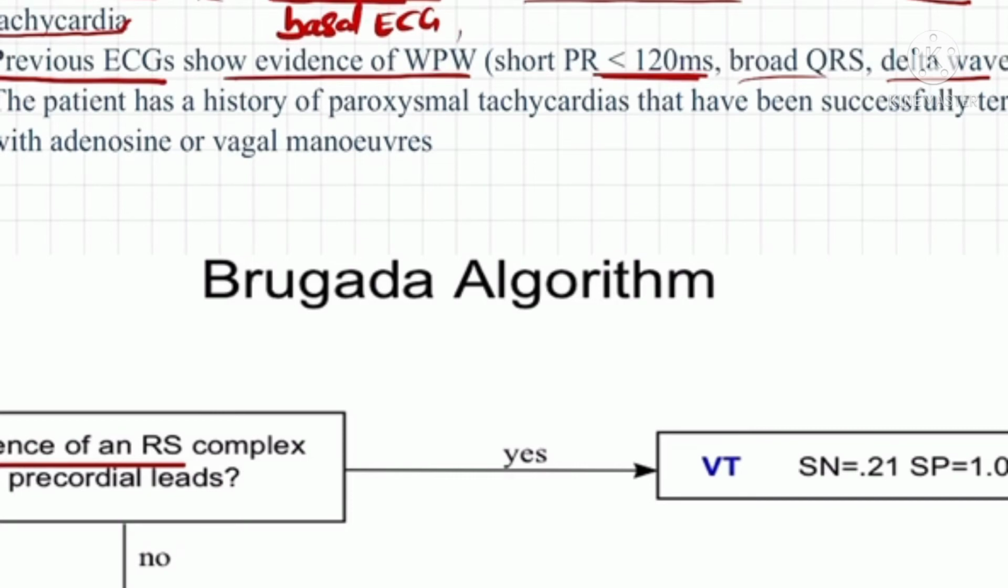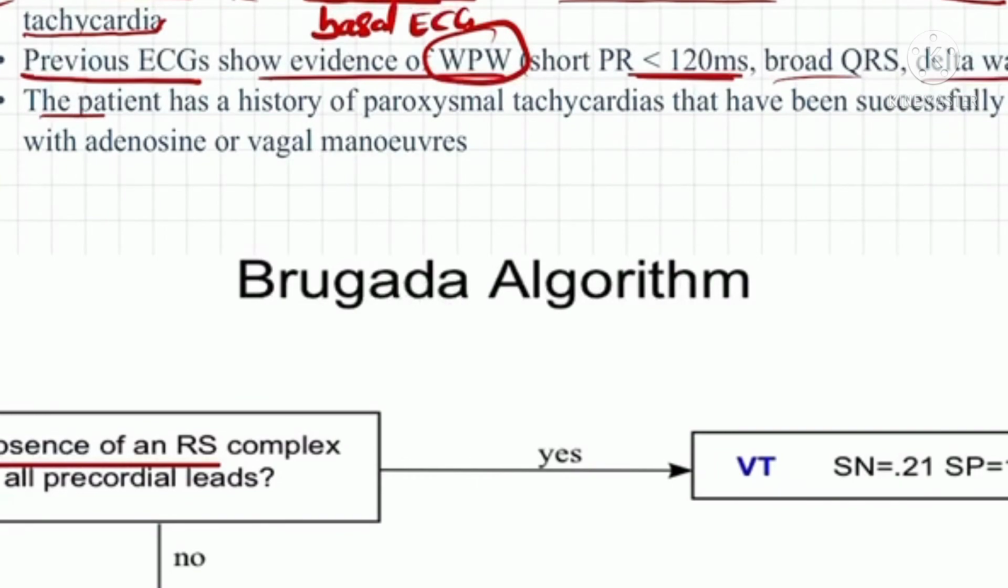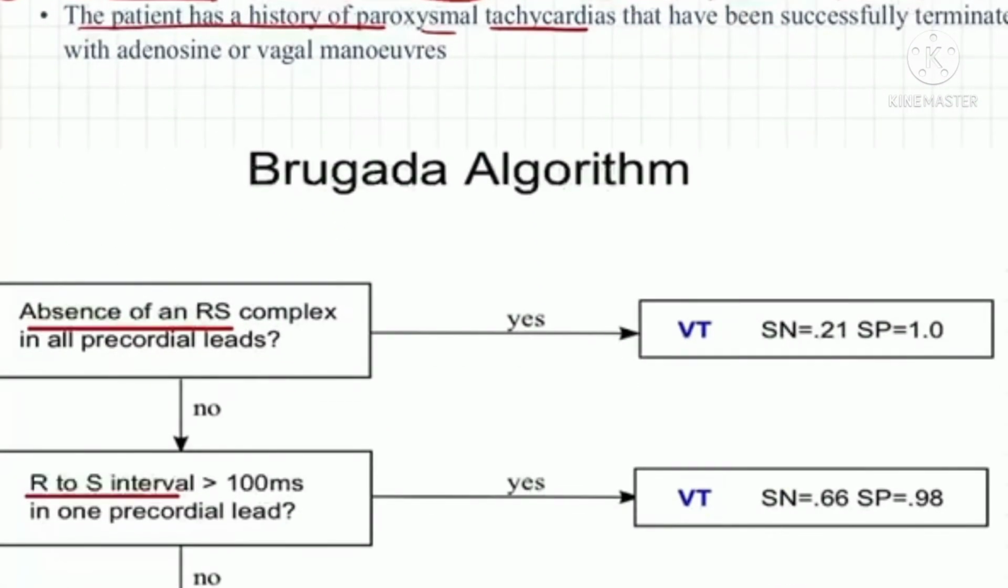The previous evidence of the double pathway syndromes, and patient with history of paroxysmal tachycardia that was successfully terminated with adenosine and vagal maneuvers.